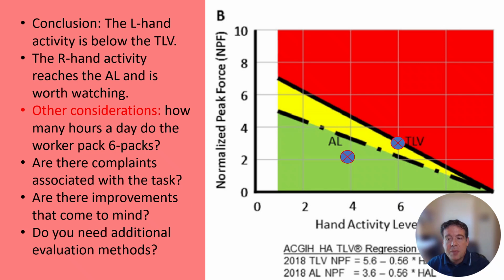So in this example, we can see that the left hand is below the TLV while the right hand reaches that AL level, and that is worth watching. It's right here, and it's just bunching along that red. Red is above that TLV, so high risk is considered non-safe.